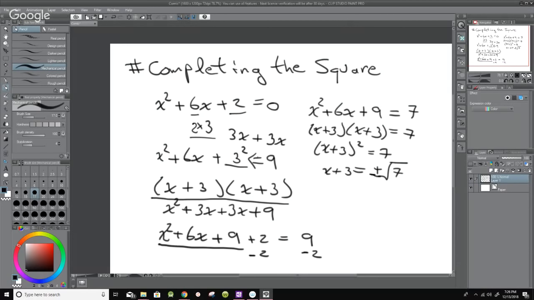Sorry, you can't really see it. And then if I move the 3 over, I end up with x equals -3 plus or minus square root of 7. And those are our two roots. x1 would be -3 plus square root of 7. That's our first root. And x2, the second root, would be -3 minus square root of 7. So we now have our two roots.